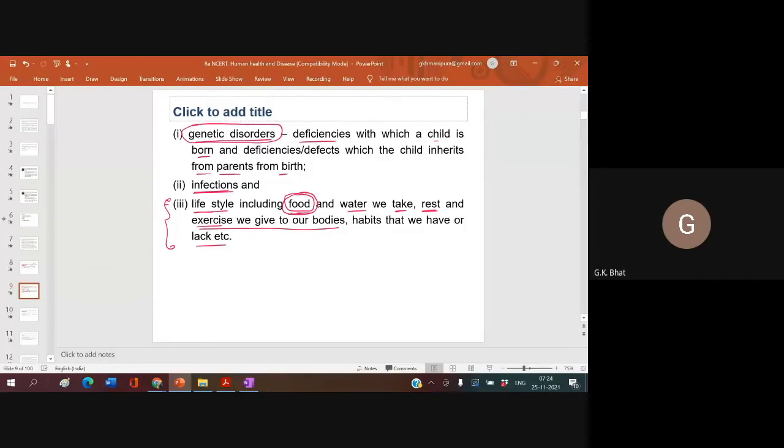How much rest and exercise do we give to our body? Of course, you may take rest now. But are you giving exercise to the body? You think exercise is for old people, aged people, and not for you. Habits that we have and lack. Good habits that we have, or bad habits that we have, or good habits we lack. What is that good habit we lack? Going for a walk early in the morning is a good habit, but we don't want to. Doing a little bit of exercise is a good habit, but we don't want to.